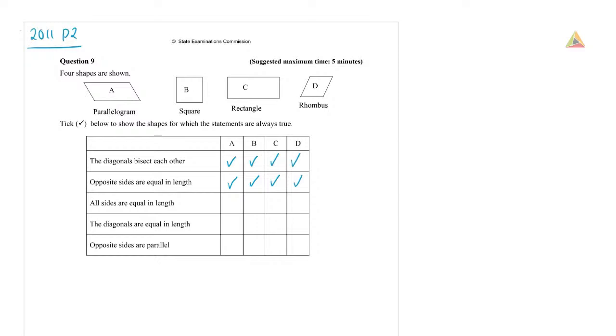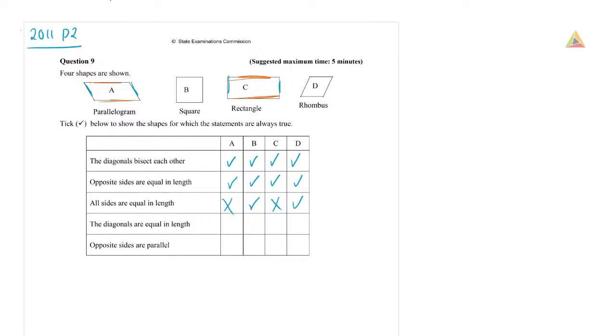Now the next one, all sides are equal in length. That is not true for a parallelogram. And it's kind of obvious if you look at it there, like this side and this side are equal. But if you look at the other sides, they're visibly longer. So that is not true for the first one. So I'm just going to put an X in there. For a square, all sides are equal in length. We know that. So we put a tick there. For a rectangle, again, quite obvious. This side and this side are equal, but the other 2 sides, they're longer. So that is not true for that one. So I'm going to put an X there. And for D, so for a rhombus, all sides are equal in length as well for that one. So put a tick there.